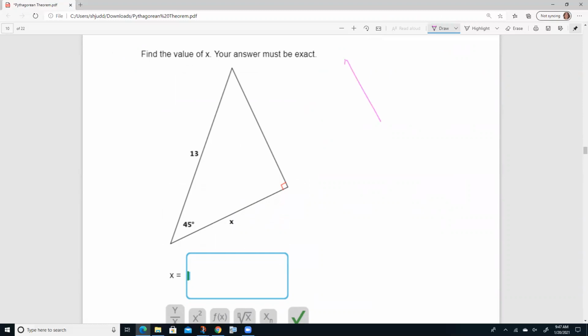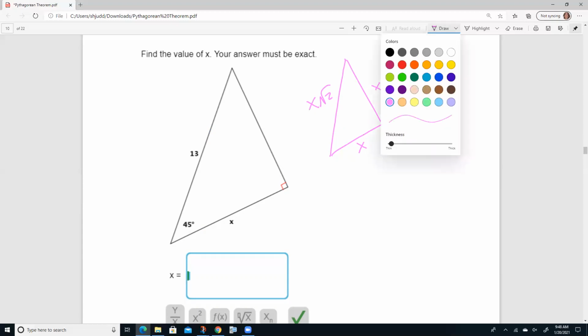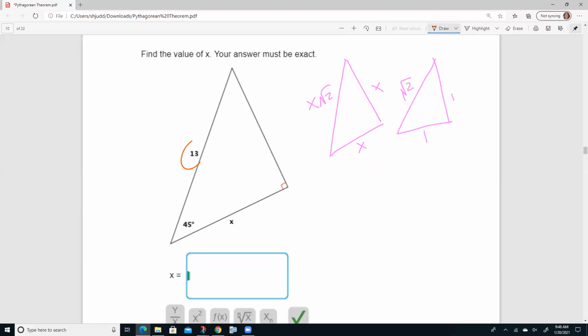So normally I would say, hey, we have this 45, 45, 90 triangle. So we have x, x, and x times the square root of 2. But if I plug in a 1 for x, then that gives me 1, 1, and the square root of 2. I see that this corresponds to this. And so I have 13 over x equals the square root of 2 over 1.